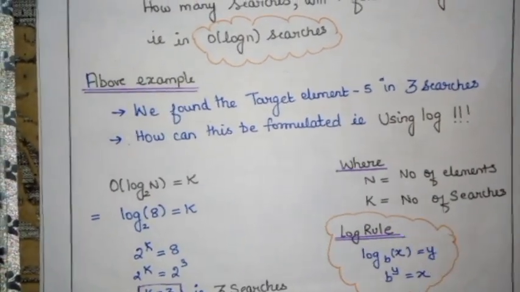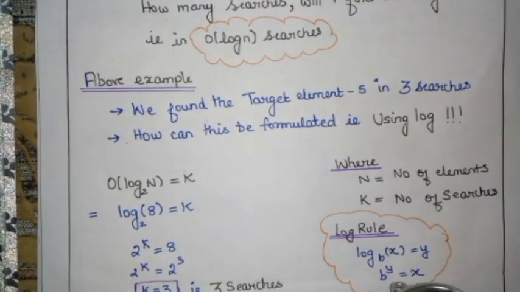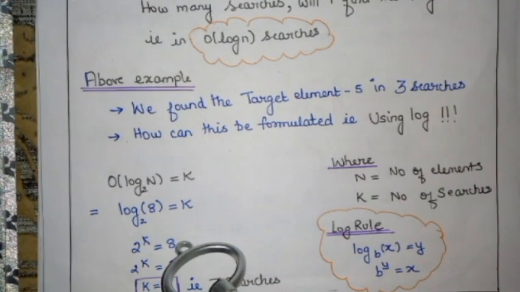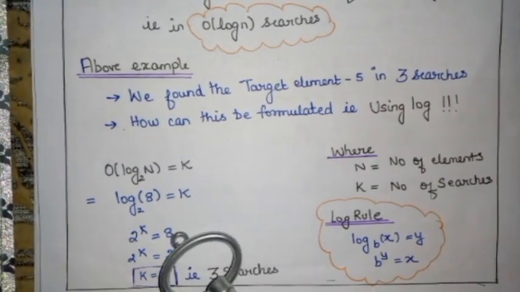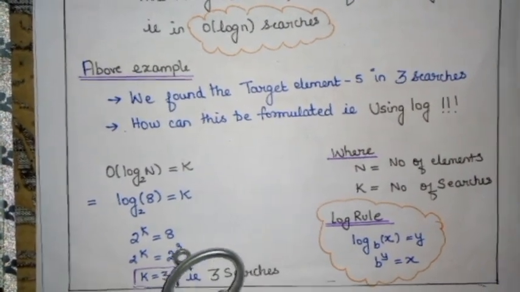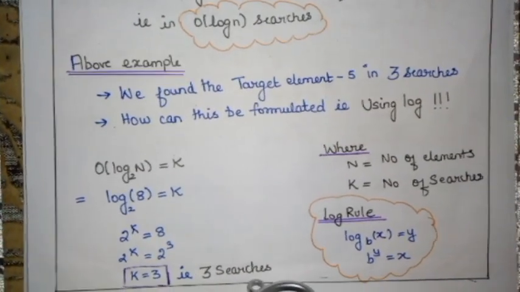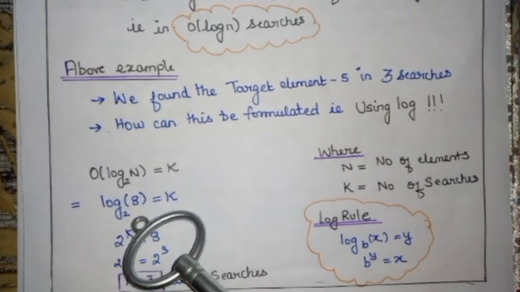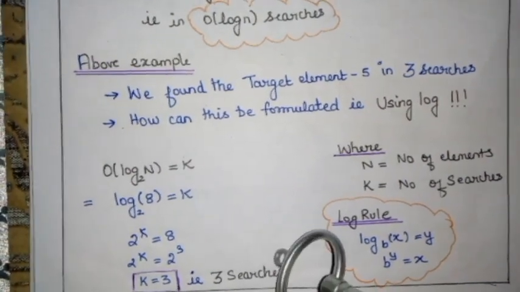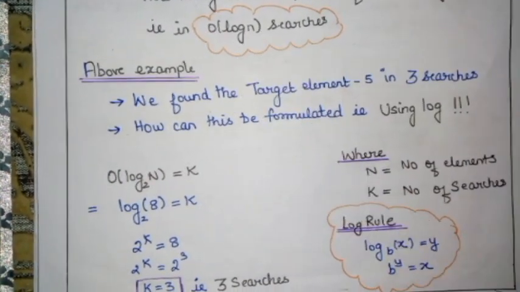So according to the log rule, log base 2 of n equals k can be written as 2 power k equals n. So 2 power k equals 8, and this is of base 2, right? 8 is also converted into base 2, 2 power 3, equals 2 power k. So k equals 3. So we require 3 searches for 8 elements in binary search. How amazing, right? So this is the average and worst case formulation, which is nothing but big O of log n.